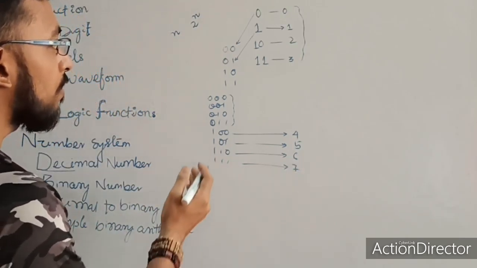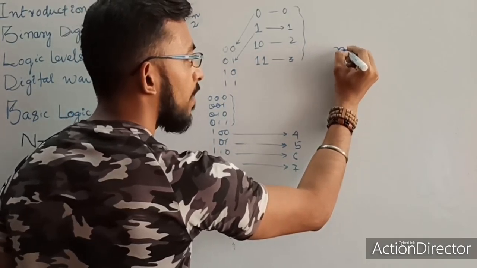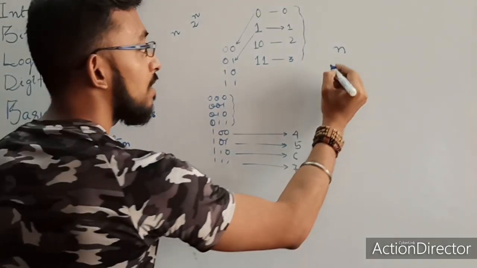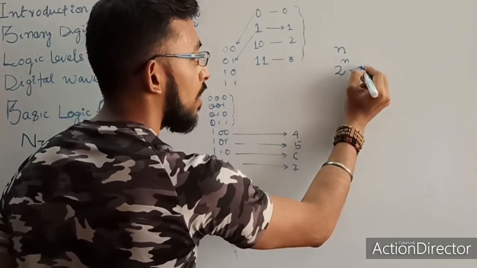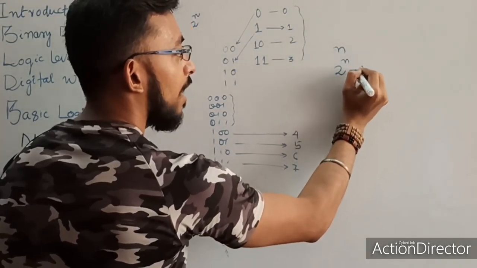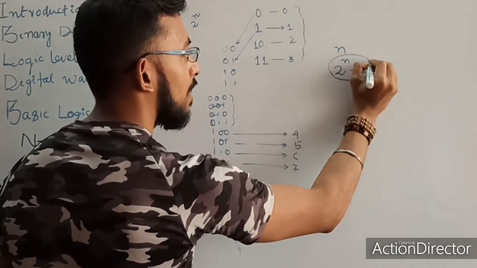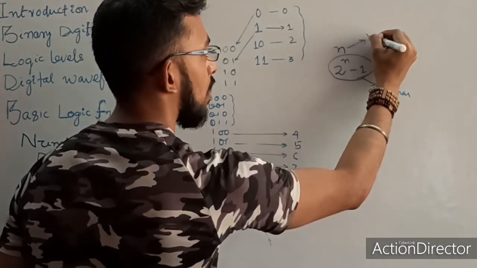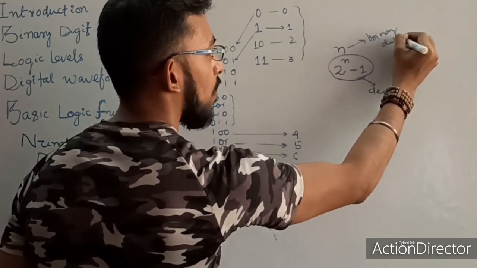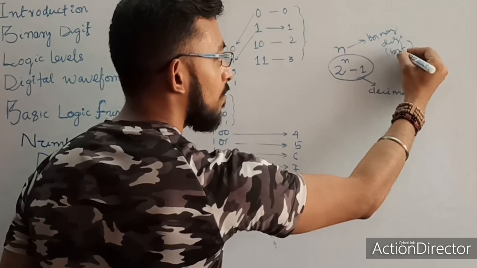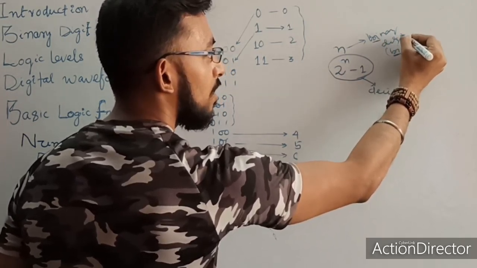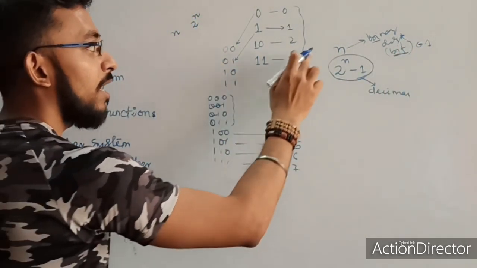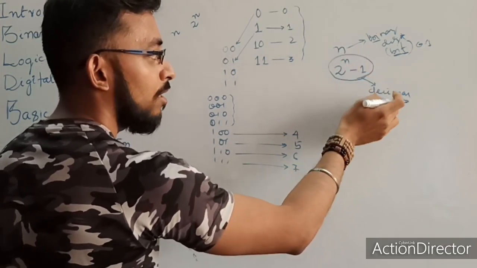So if there are n digits, how many possible binary numbers can I get? That is 2 power n minus 1. Using these n binary digits, I can get 2 power n minus 1 decimal values. These are binary digits, or I will call them bits. In the last video I told you this is binary, and the b and it together give bit, which is in terms of 0 and 1. So using n bits, I can form 2 power n minus 1 decimal number.